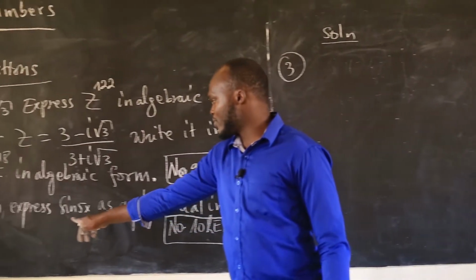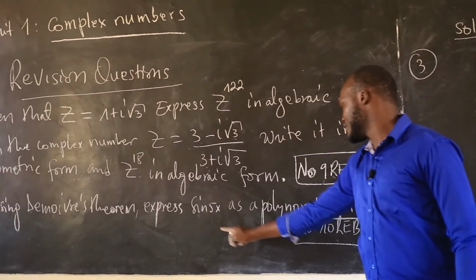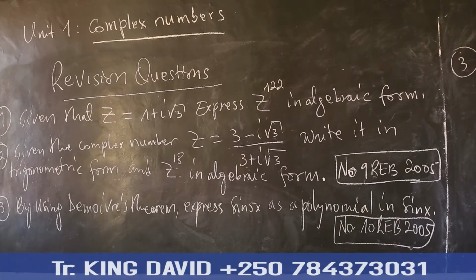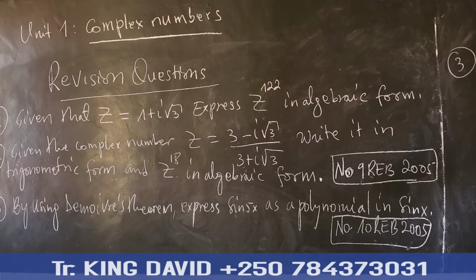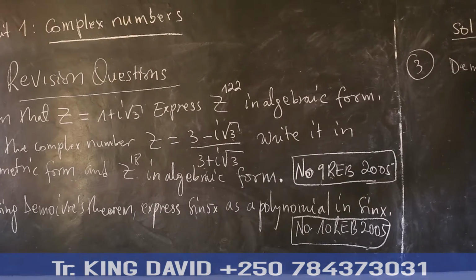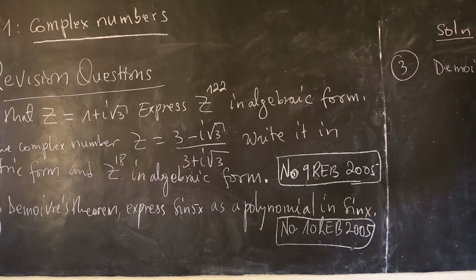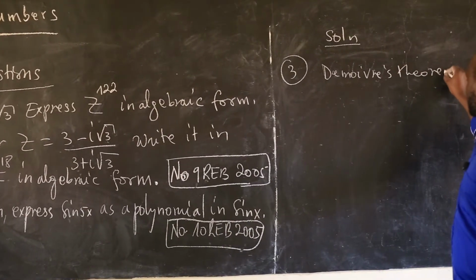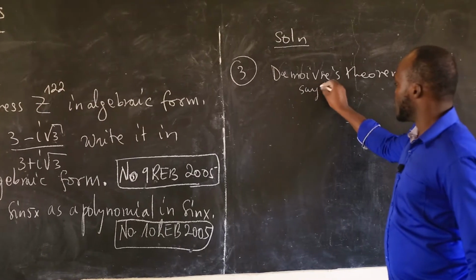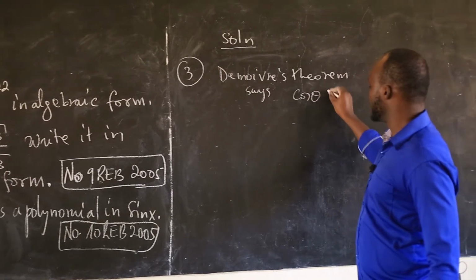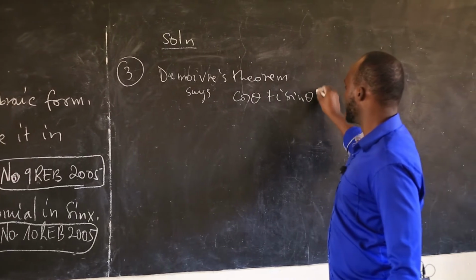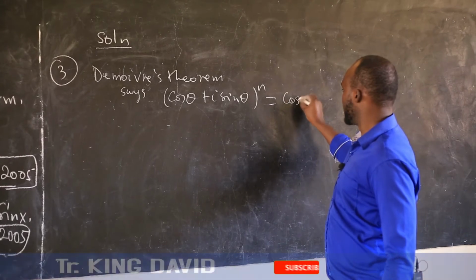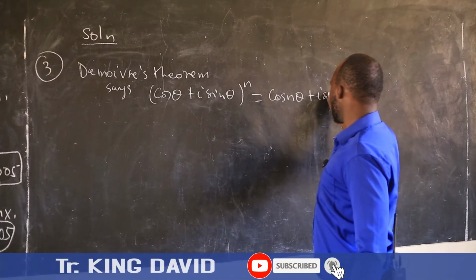By using the De Moivre theorem, we're going to express sin 5x as a polynomial in sin x. So you know that the De Moivre theorem says that when you have cos of angle plus i sine angle, power n, this becomes cos n angle plus i sine n angle.